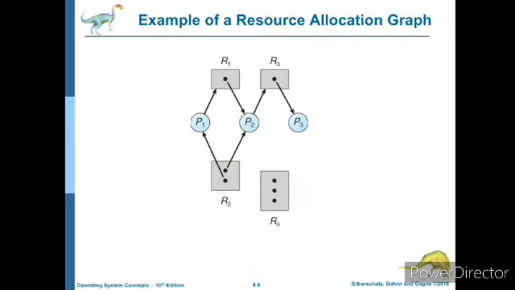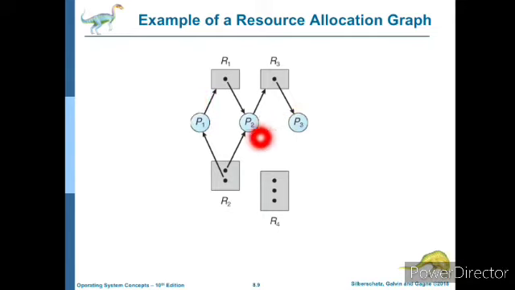Okay, we'll see some examples. In this problem we have 3 processes. P is equal to P1, P2, P3. So set P contains processes P1, P2, P3, and we have 4 resource types R1, R2, R3, R4. So R is equal to R1, R2, R3, R4. These are the nodes, the vertices of the graph.